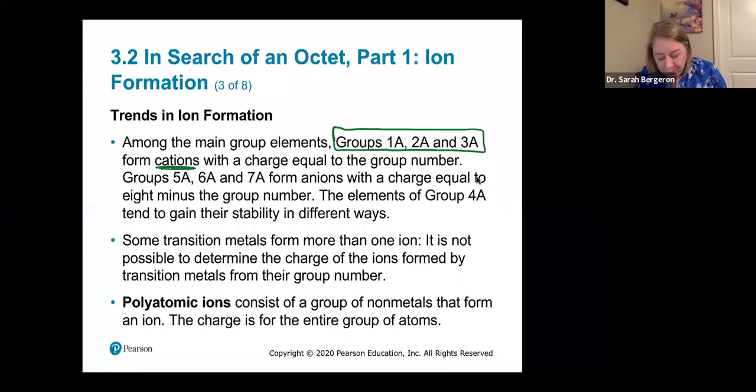So we know group 1A has a charge of +1. Group 2A has a charge of +2. 3A, charge of +3. Now, those are our cations. When we start to form anions, those are going to be in a different group. So groups 5A, 6A, and 7A all form anions with a charge equal to 8 minus the group number. Let's see what that means.